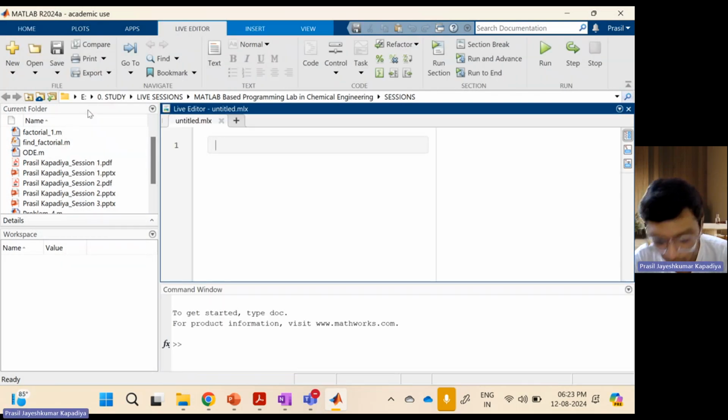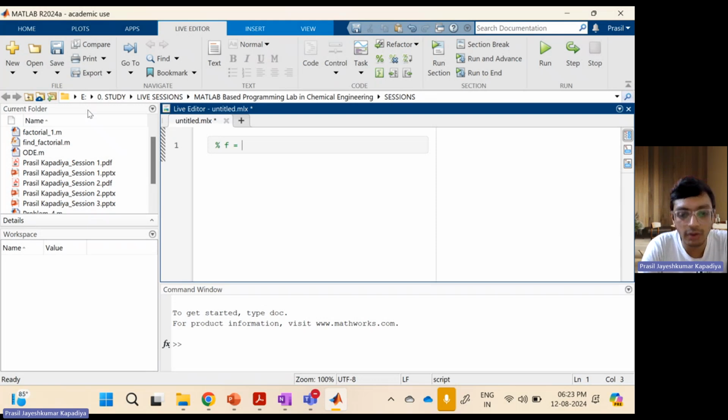Let's say I want to find a solution of, let's say I'm writing it in a comment, f is equal to x cube minus 3x square plus 5x plus 1 is equal to 0. I don't know the solution of this. I want to find this solution. So according to the Newton-Raphson method, let's try to solve this example using the Newton-Raphson method.